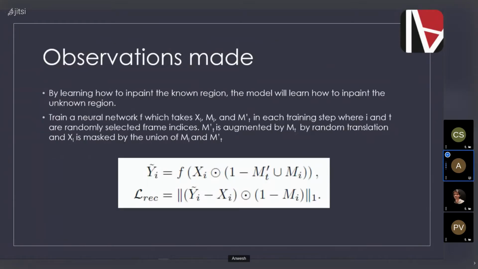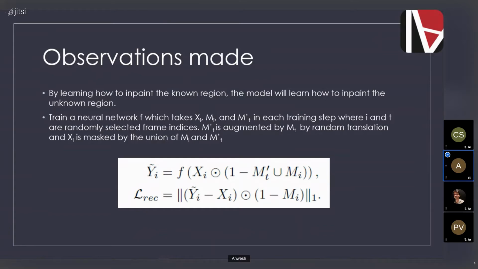Now let's look at some more observations. So we understand now that by learning how to inpaint the known region, the model will learn how to inpaint the unknown region. For example, the area which is not masked, if we learn to inpaint that, we can easily learn how to inpaint the unknown regions. For example, the areas that are masked and must be removed. So we must inpaint the area over the object that has just been removed.